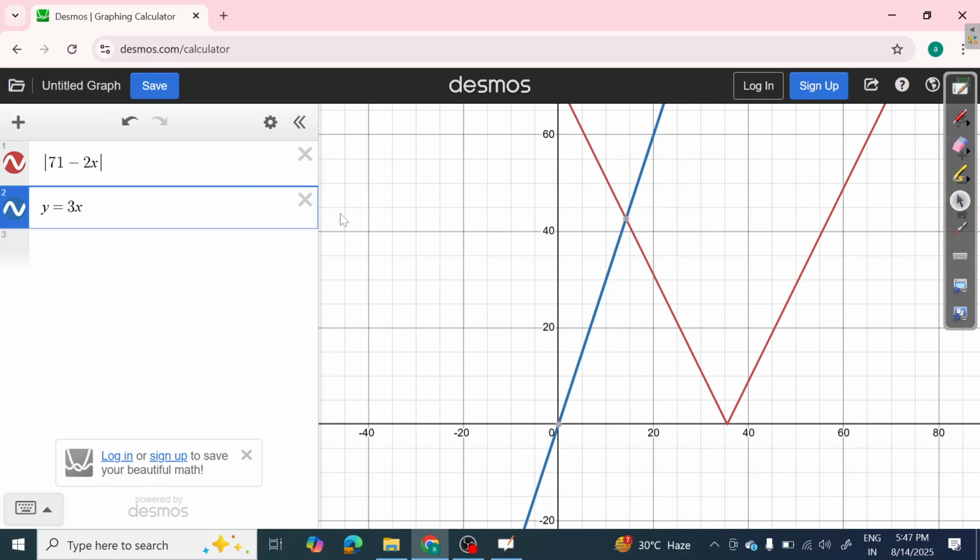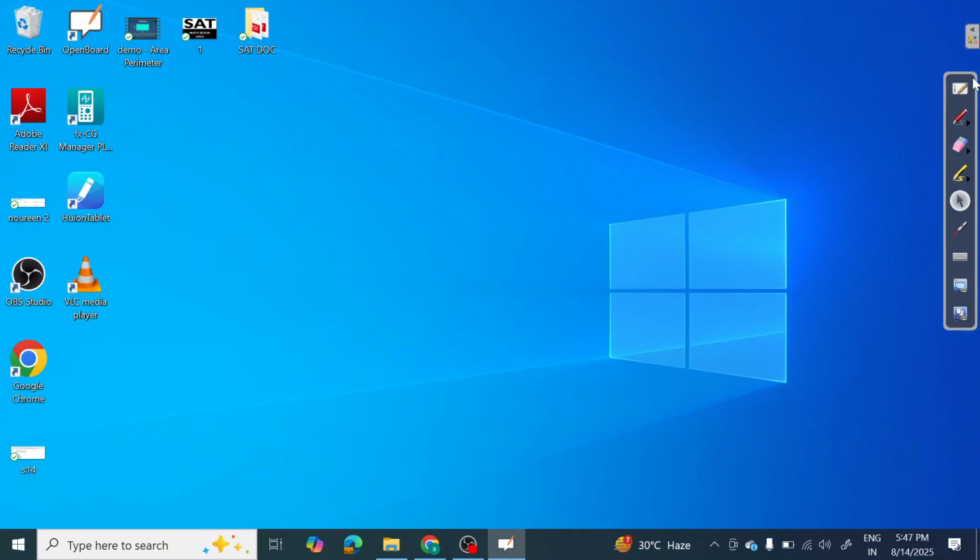Don't do it manually. You have Desmos. You can directly put it on Desmos. And can you see at the left side, this is a fraction symbol. Click on it, it will convert it into fraction. 71 over 5. So that's your answer.